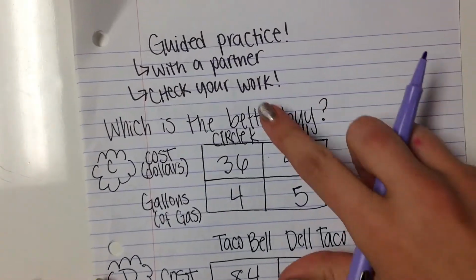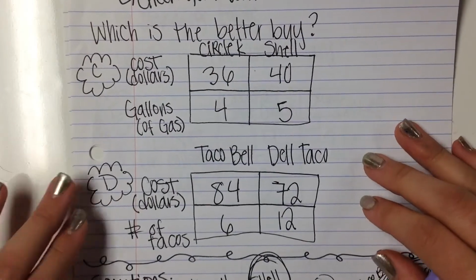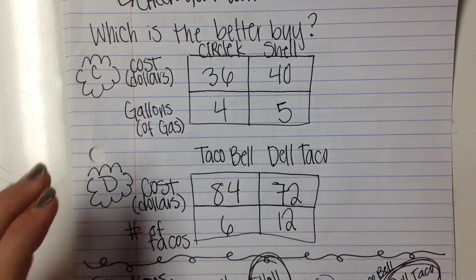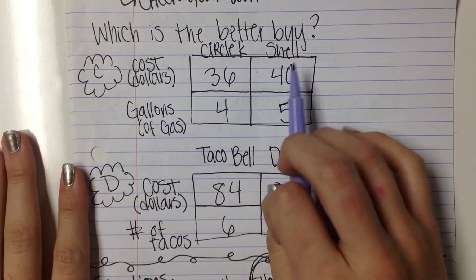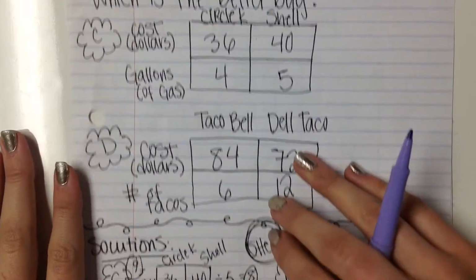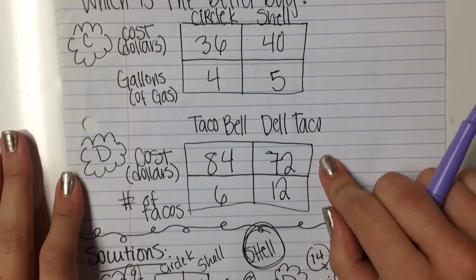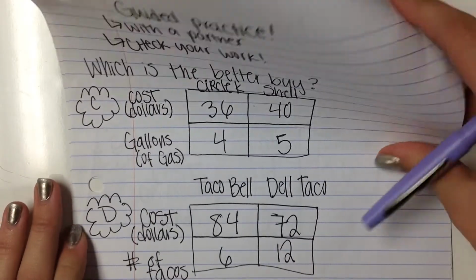For your guided practice, pause this, work with a partner, check your answers. Challenge yourself. Maybe you're going to try the long division for one of them, use calculator for the other, maybe do long division for both. Which is the better buy? Gasoline at Circle K or Shell? Tacos at Taco Bell or Del Taco? When you're ready, you can press play and check the solutions below.